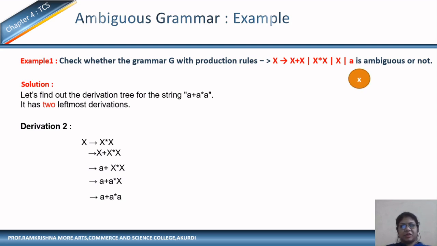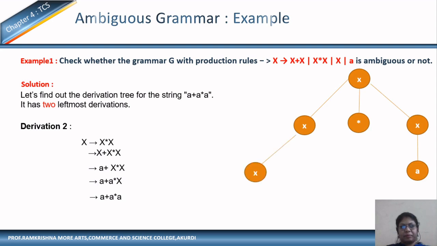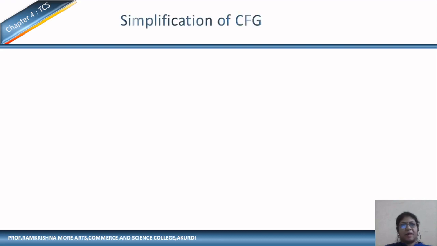For this, the derivation tree will be X into X. So it is proved that for the given string, the grammar has two derivation trees. So this grammar is an ambiguous grammar.